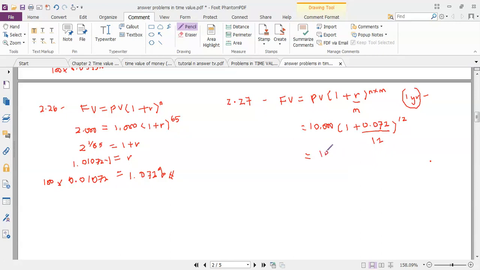Okay. So you should calculate like this. You find out 1.006, the power of 12. Okay. Just type. What is the amount for 1.006 to the power of 12? Okay. It's equal to 1.0744 and then multiply with 10,000. So your answer, the future value for the next year is 10,744. Okay. So let me show you.